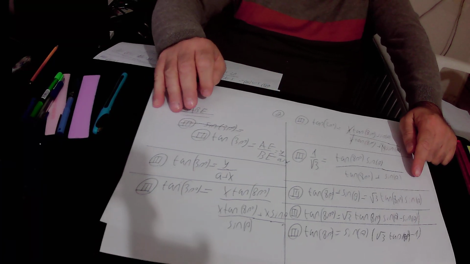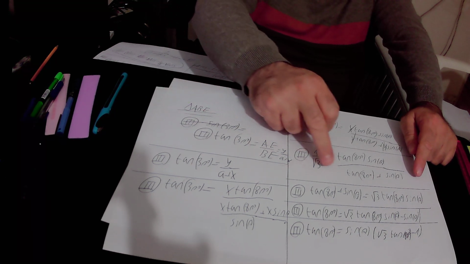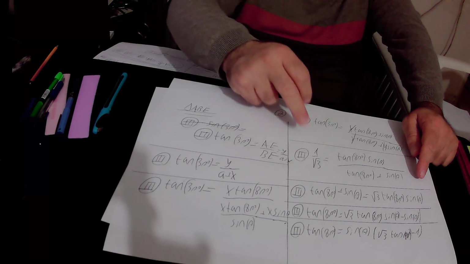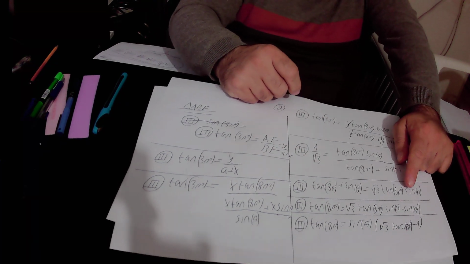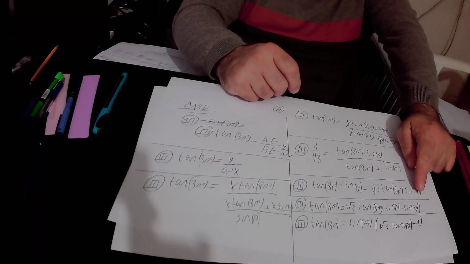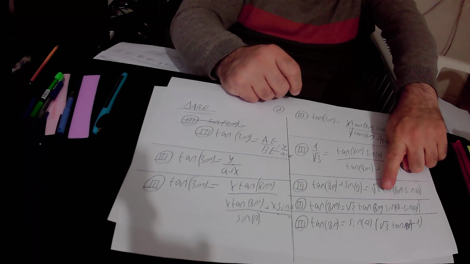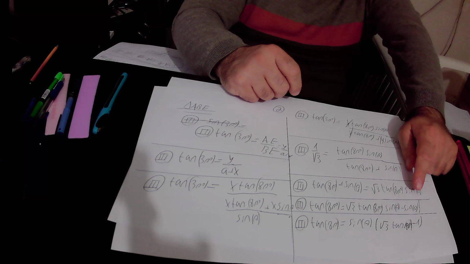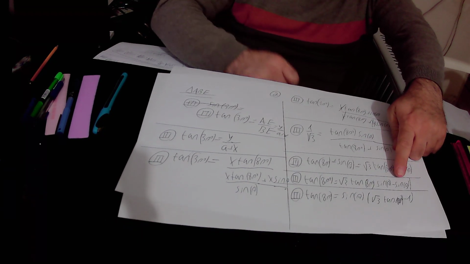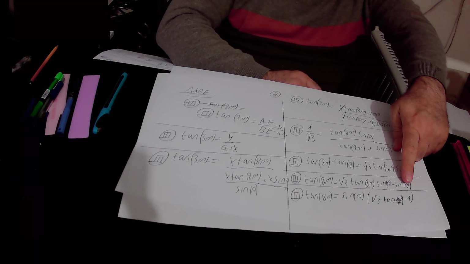Here we subtracted sine theta from this equation number 3, and we got that tangent 30 degrees equals square root of 3 times tangent 30 degrees times sine theta minus sine theta. Here we took sine theta as a common factor from this side of equation number 3, and inside the brackets we have square root of 3 times tangent 30 degrees minus 1.